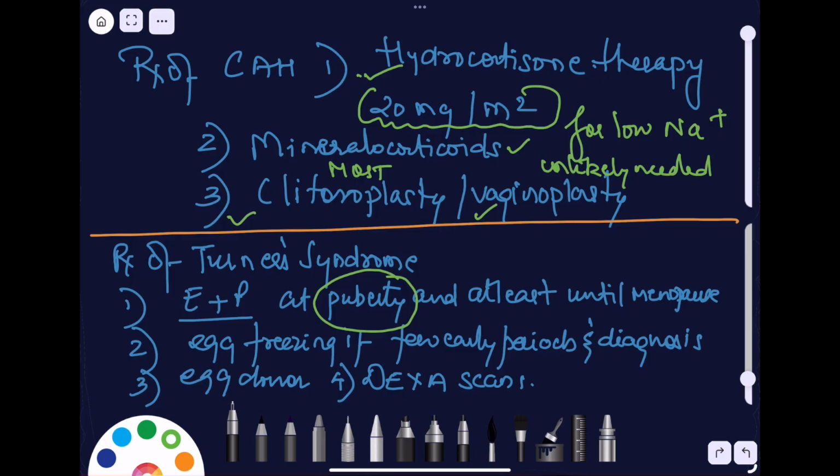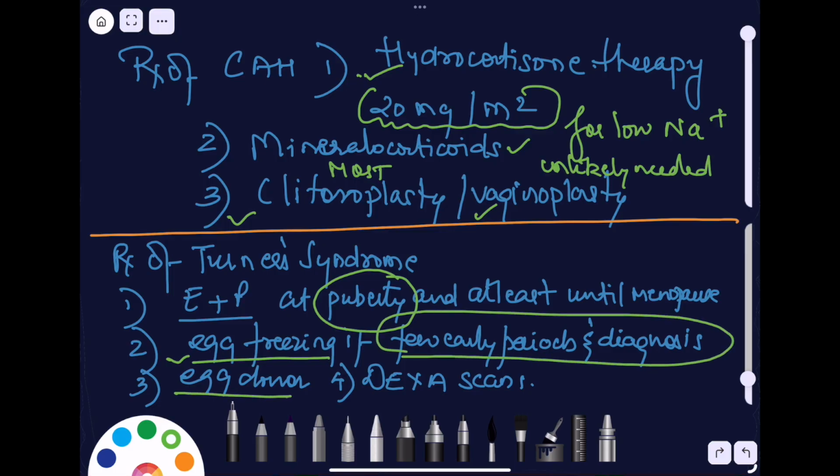Treatment of Turner syndrome is providing estrogen and progesterone at puberty and at least until menopause. If there's some amount of eggs present in the ovary, then freezing can be done quite early, though it's very difficult to diagnose and do this. Pregnancy with an egg donor and regular DEXA scan to identify and treat osteoporosis.